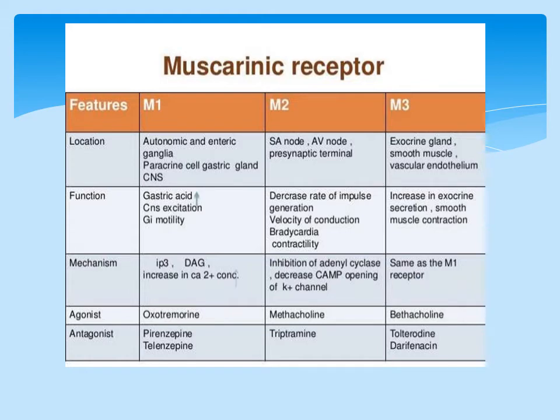And you can see here the agonists. M1 receptor agonist is oxotremorine, M2 receptor agonist is methacholine, and M3 receptor agonist is bethanechol. And again the antagonists: pirenzepine and telenzepine are the M1 receptor antagonists, methoctramine is the M2 receptor antagonist, and tolterodine is the M3 receptor antagonist. This chart is important, you can remember this.